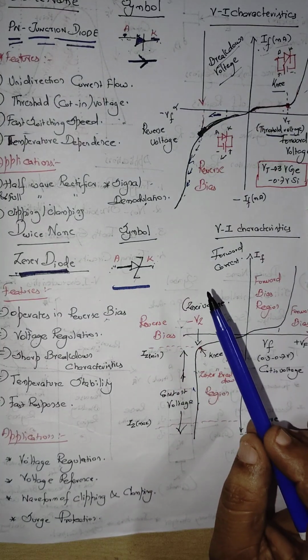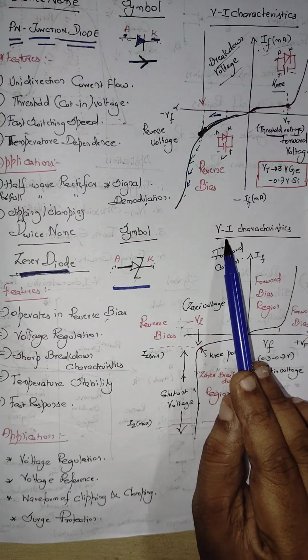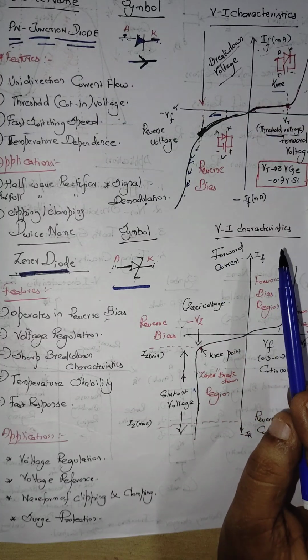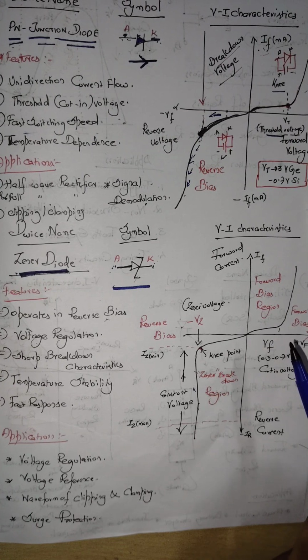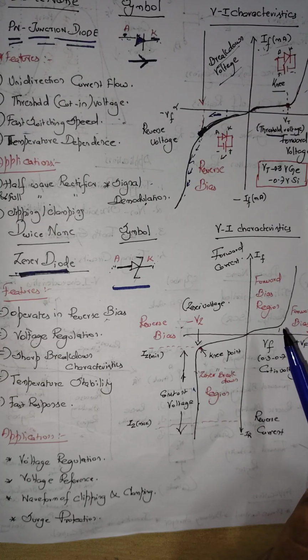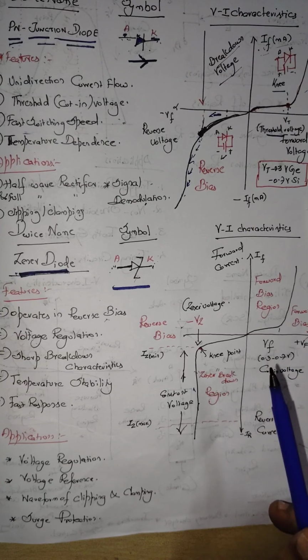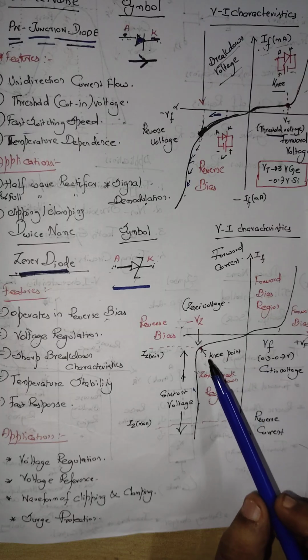And then the next thing is about the VI characteristics. Similar to the PN junction diode, in the case of forward bias condition there is no change in the Zener diode. It will be similar to the PN junction diode. So it will also start to conduct after the threshold voltage.